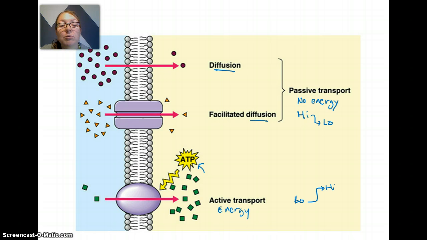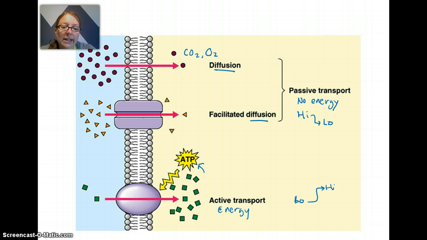If we look at the differences between diffusion and facilitated diffusion, they are both doing the same thing. They're moving molecules from high to low through the membrane, but in diffusion, those are really small molecules. They can just go straight through, like carbon dioxide and oxygen. But there are some molecules that require a specific channel protein to get through. For example, water would be a case where they would need a channel to get through.